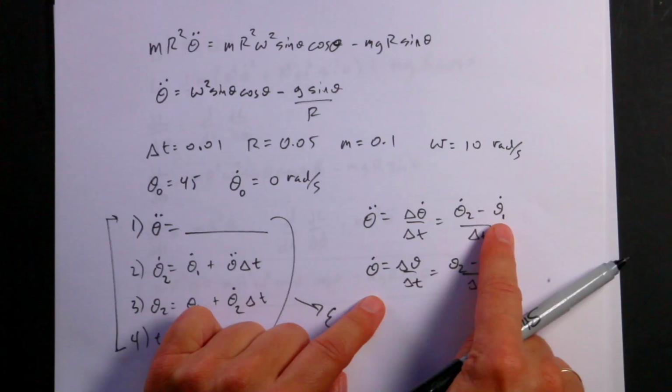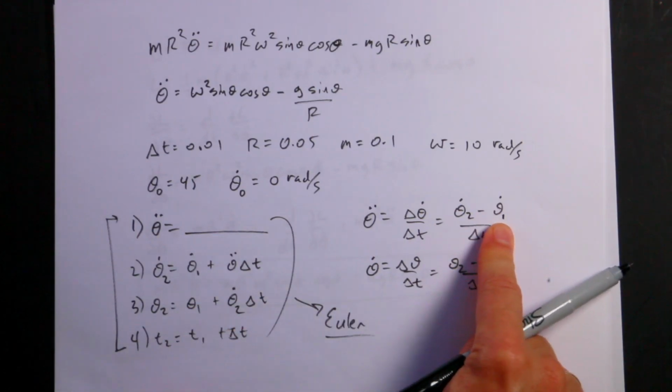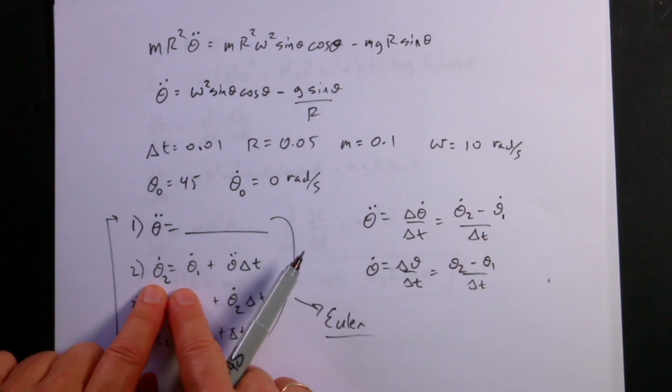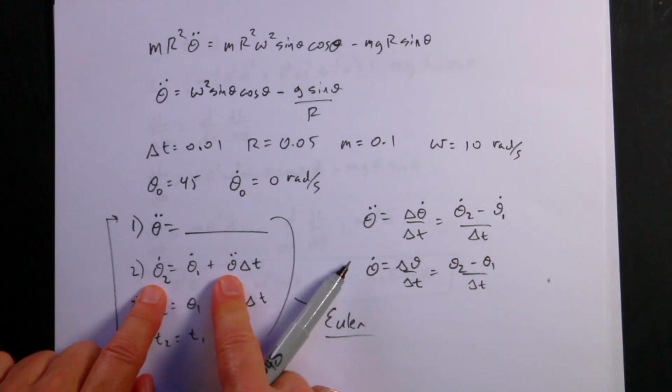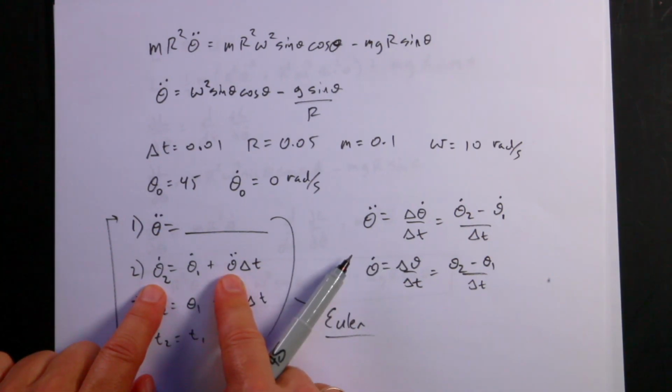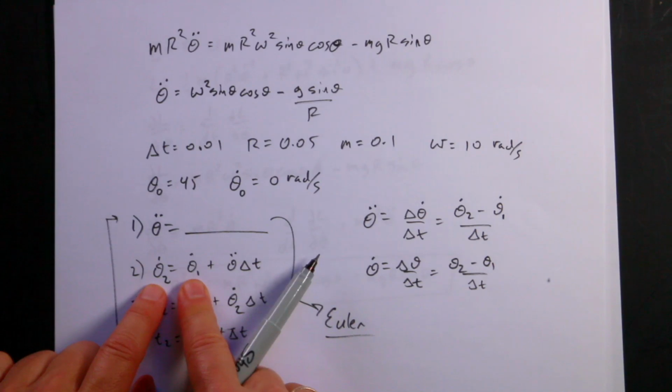And so if I know theta dot at the beginning of the time interval, theta 1 dot, I can find theta dot at the end of the time interval, theta 2 dot. So that's where this equation comes in. It says, break it into time steps of delta t. Assume theta double dot's constant. Take the starting theta dot 1, and then use that to get theta dot 2.